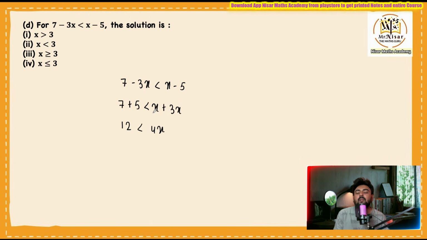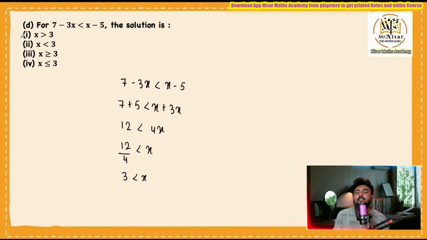This 4 is in multiplication. If I transfer it to this side, it goes into division. So can I say here it's 4 ones and 4 threes are 12? Does the sign change here, children? No. When it is divided by a positive number, there will be no change in the inequality sign. Only the sign will change when you divide by a negative number. So which option is it? It is C, x is greater than 3.